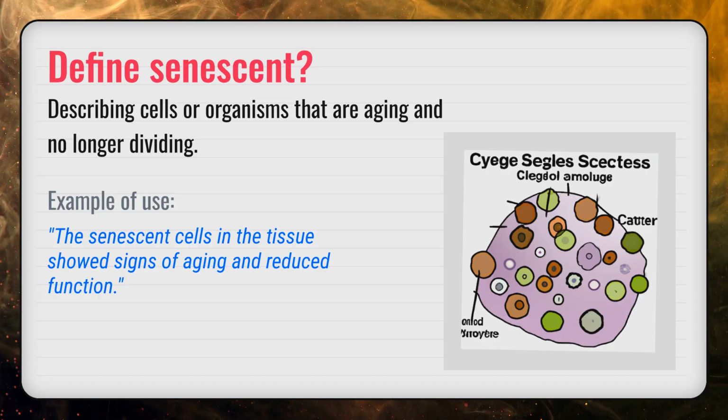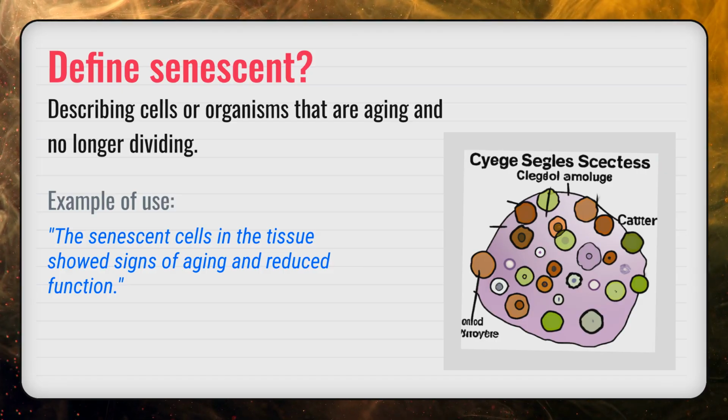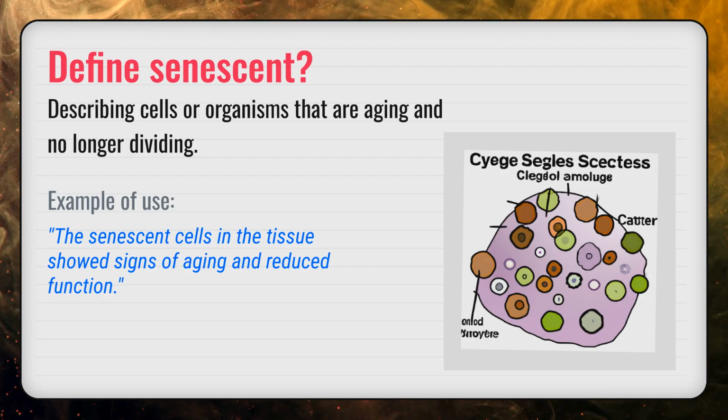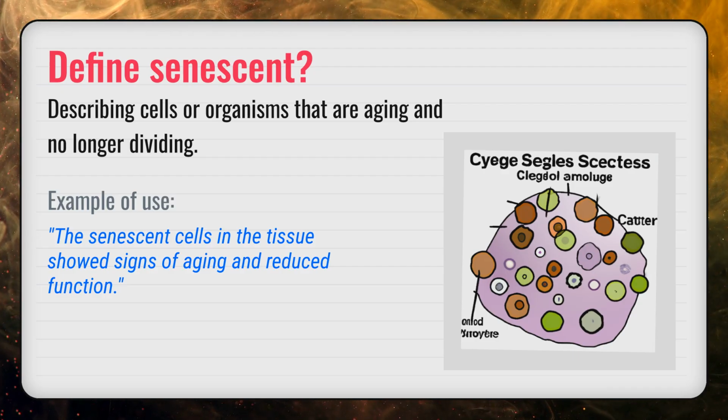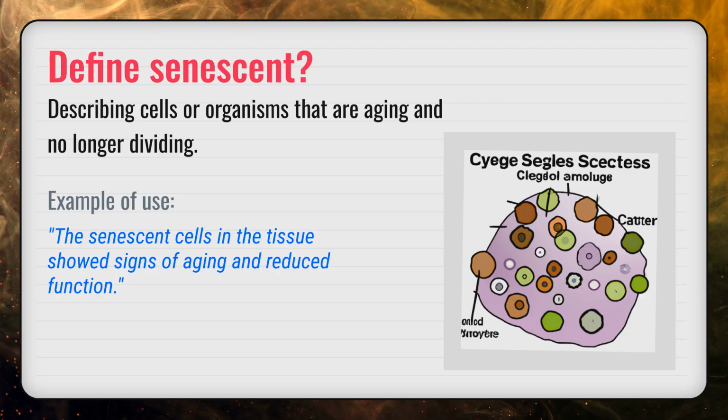Quick recap. Senescent means describing cells or organisms that are aging and no longer dividing. It comes from the Latin word senescere, meaning to grow old, and you can use it in sentences like the ones we shared.